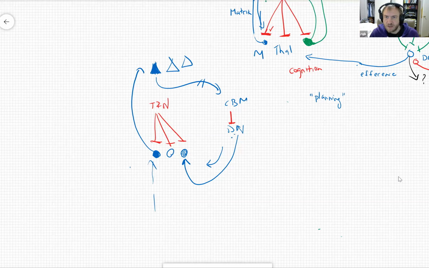Sorry, I might have missed some of this because I was trying to see if there was rebound bursting in the inferior olive, and it doesn't seem like it, but I'm not sure.